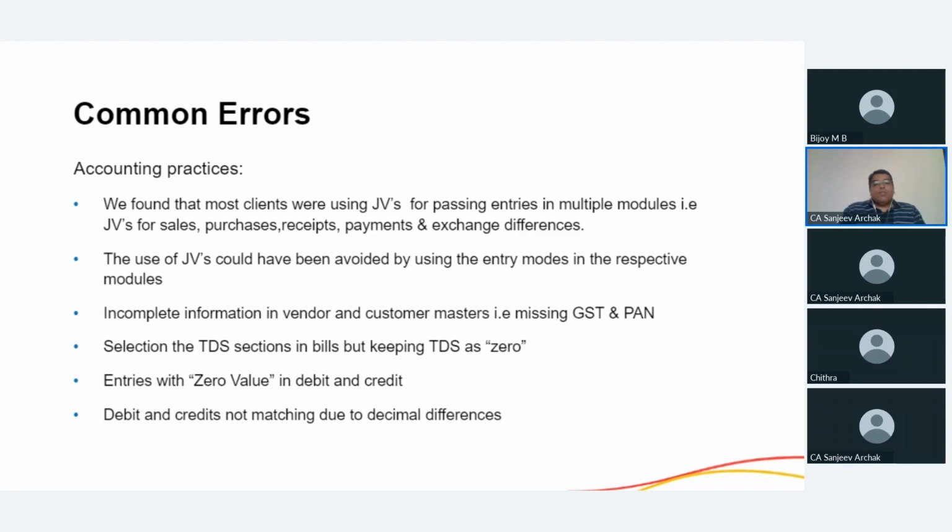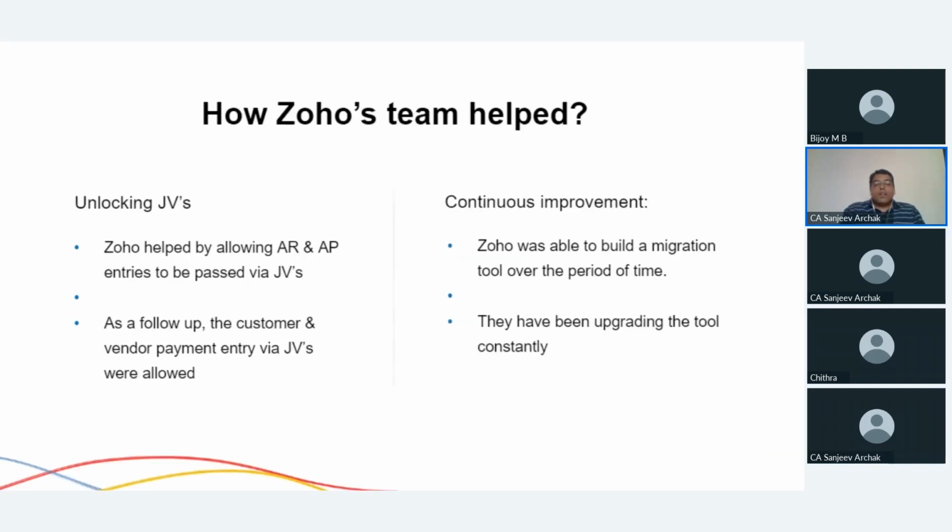Now, when we were faced with errors which were running into hundreds of line items, what did we do? We simply picked up the phone and spoke to Zoho. Zoho were actually gracious enough to allow the usage of JVs in entries where both accounts receivables and payables were involved. So this was an actual game changer.